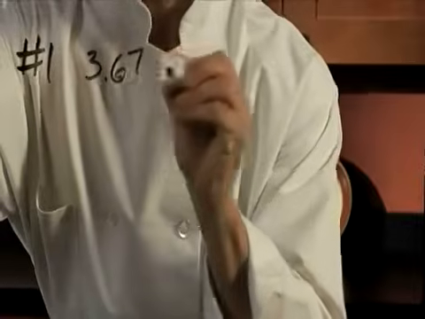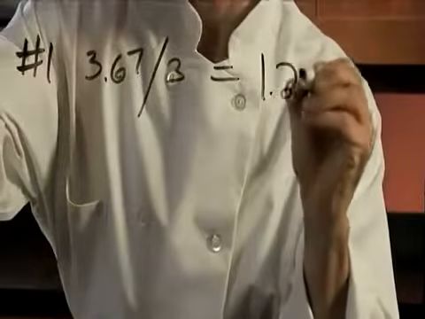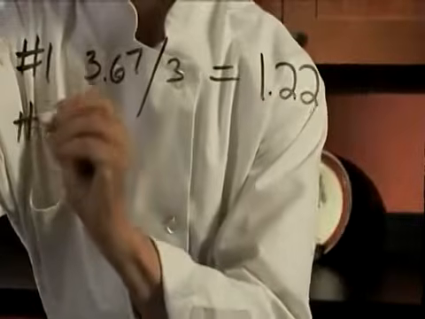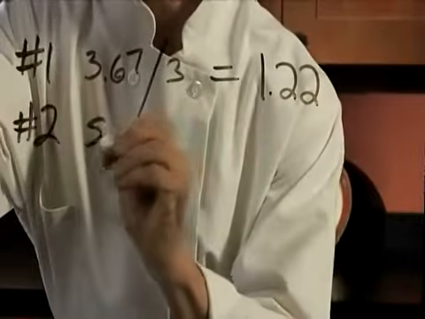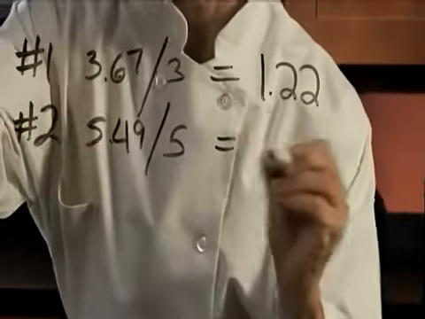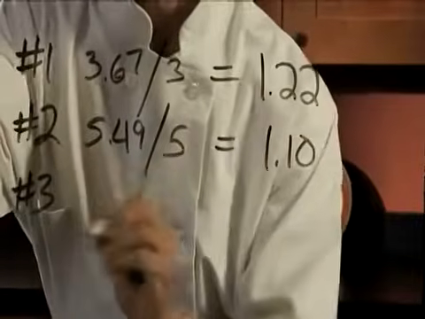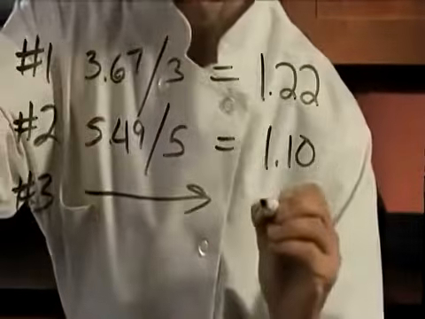Option 1, $3.67 divided by 3 equals $1.22 per pound. Option 2, $5.49 divided by 5 equals $1.10 per pound. Option 3, $1.37 per pound.